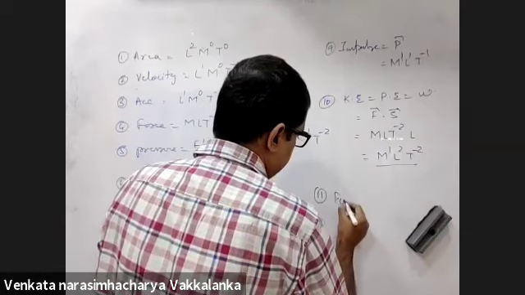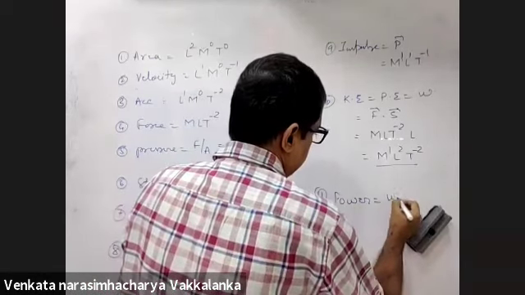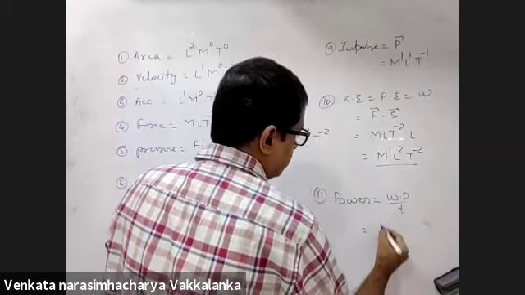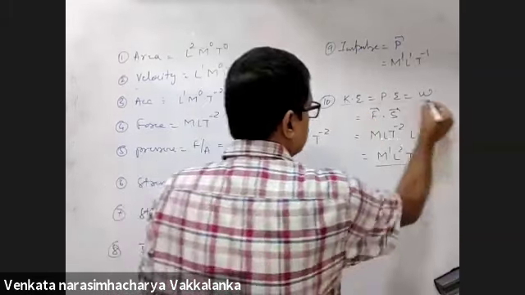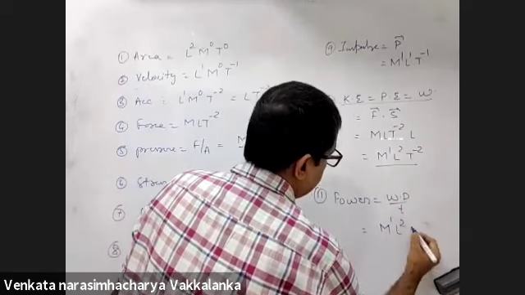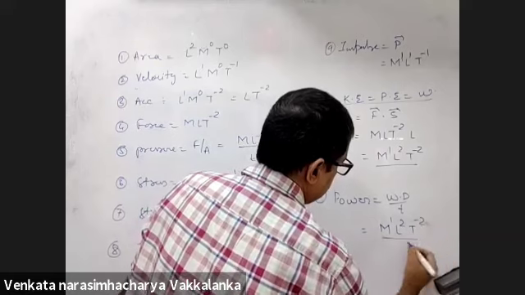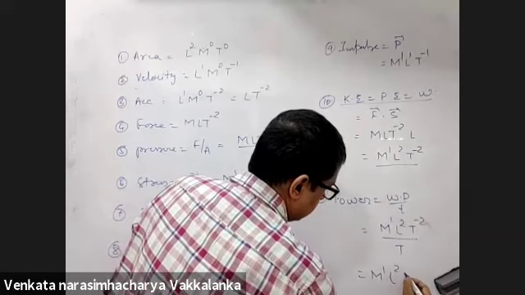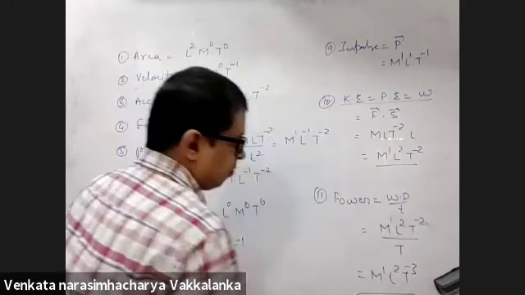11th, power. Power is work done per unit time. Work done is M to the power 1, L to the power 2, T to the power minus 2. All three will have the same units. Divided by T, this is M to the power 1, L to the power 2, T to the power minus 3.